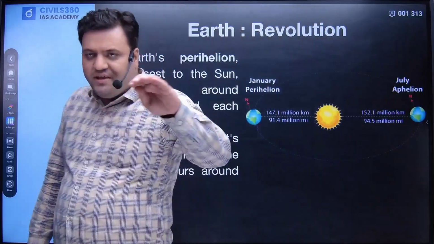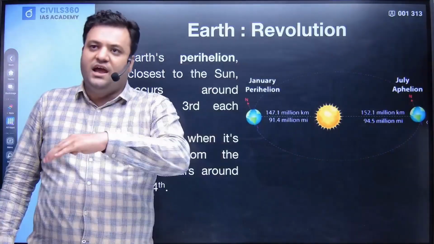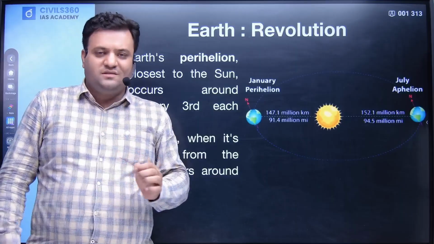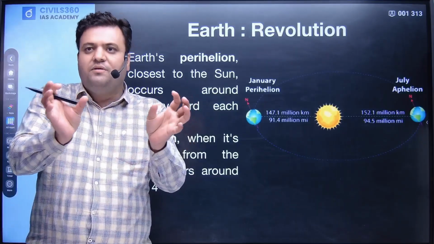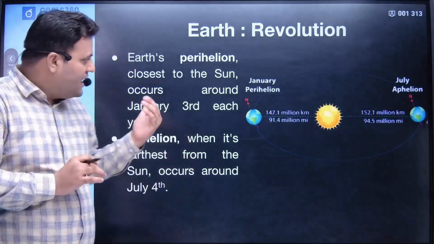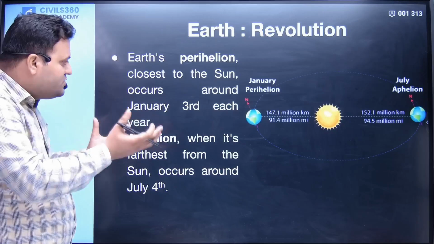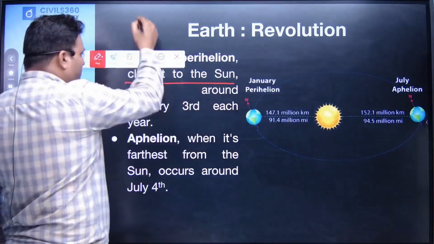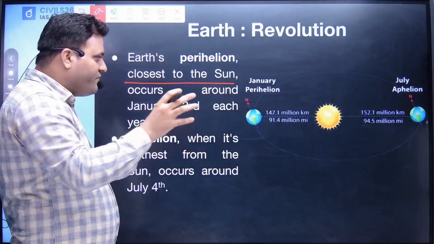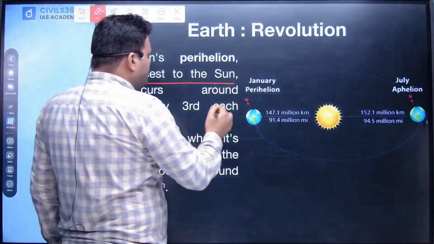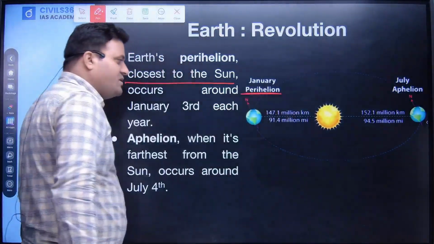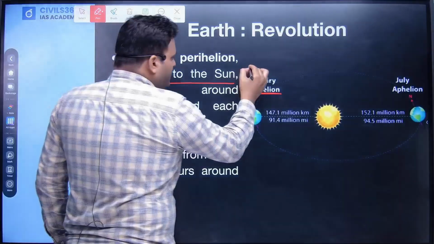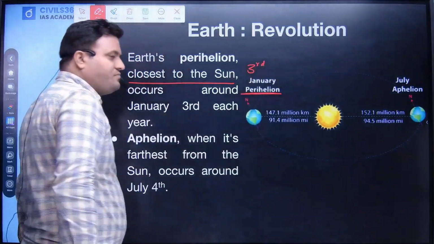Now while the earth is revolving around the sun in an elliptical orbit, there are two critical positions. The very first position is when the distance between the sun and earth is closest. When the earth is closest to the sun, when the distance between the earth and sun is very less, that is called the perihelion position. And this position occurs on 3rd of Jan.